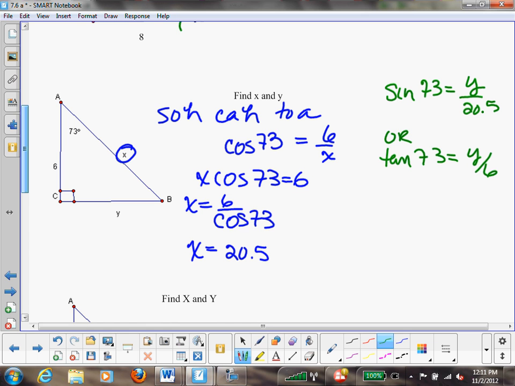Just be aware. Sometimes you have no choice but to use information that you gained earlier in the problem. But it's always better to try and see, is there another way that doesn't use a value that I've had to generate, in case I plugged it into my calculator wrong? Okay, so that there would be a carryover.